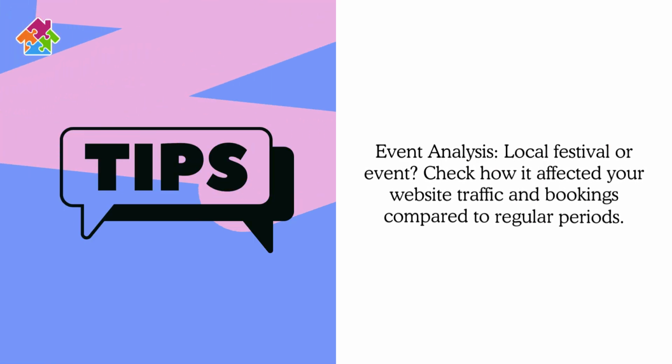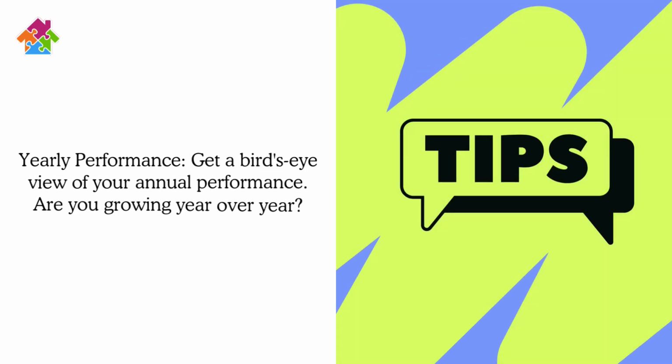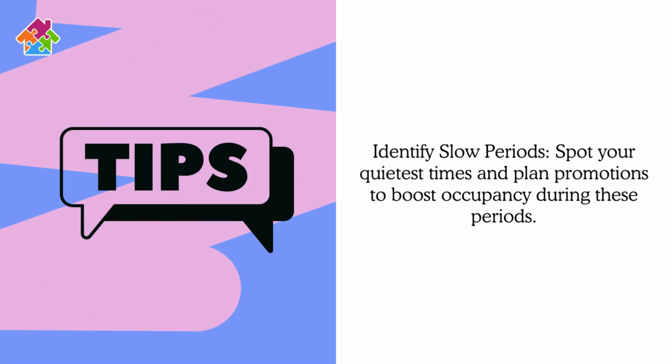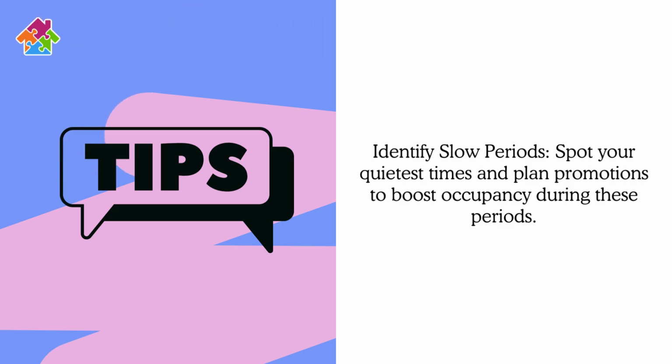Event analysis. Local festival or event. Check how it affected your website traffic and bookings compared to regular periods. Yearly performance. Get a bird's eye view of your annual performance. Are you growing year over year? Identify slow periods. Spot your quietest times and plan promotions to boost occupancy during these periods.